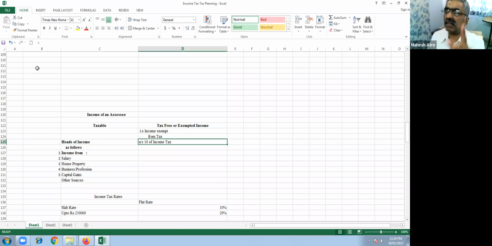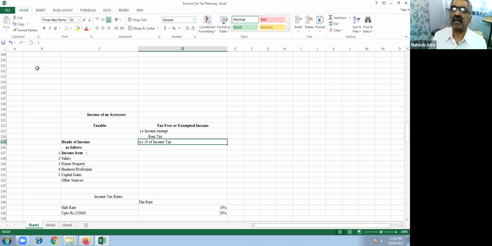Under Section 10, that means the section number 10, they have given the various categories of income exempt from tax. Again, I am going to discuss that it is going to be income of that person, but it is not to be included as a taxable income because it is tax-free income. I am going to give one example to you.